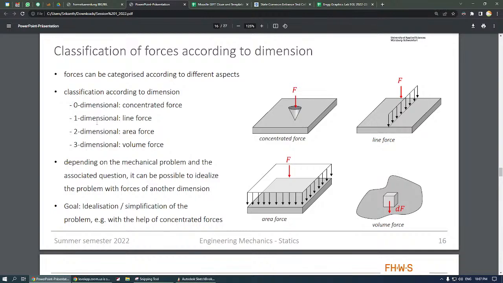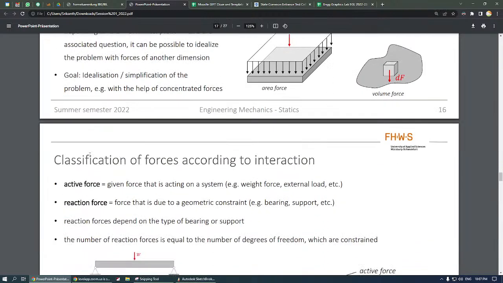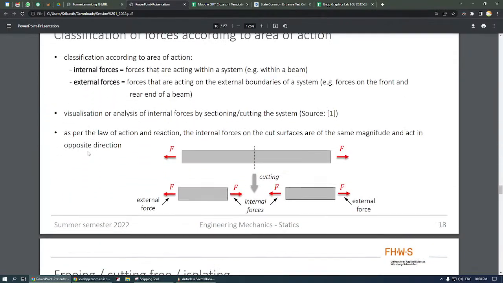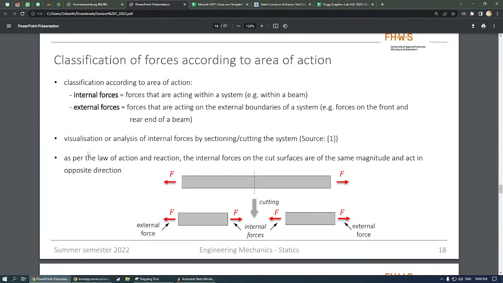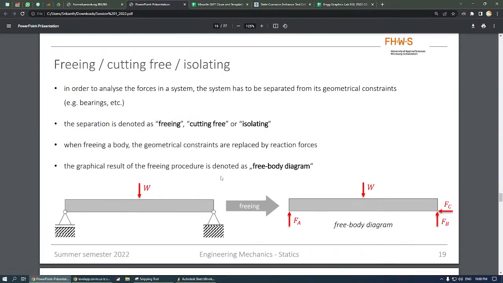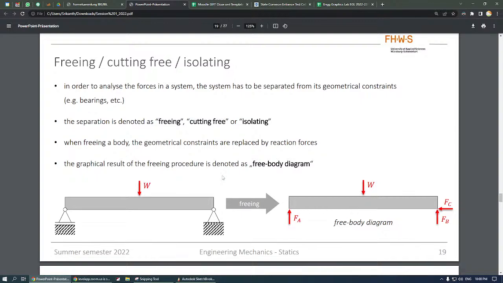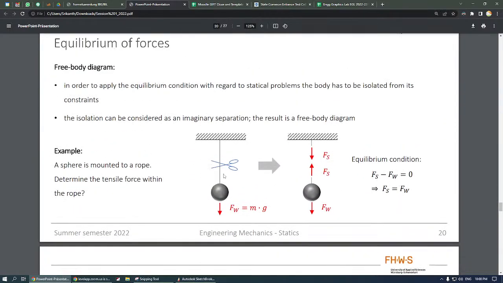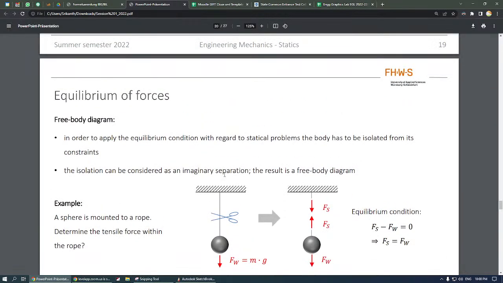Classification of forces. We have one dimensional, two, three. Classification by interaction, according to area of action. Internal forces and external forces. Freeing, cutting, and isolation. Free body diagram. You know what is free body diagram? What is it?